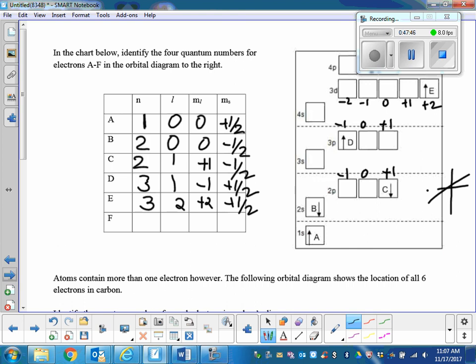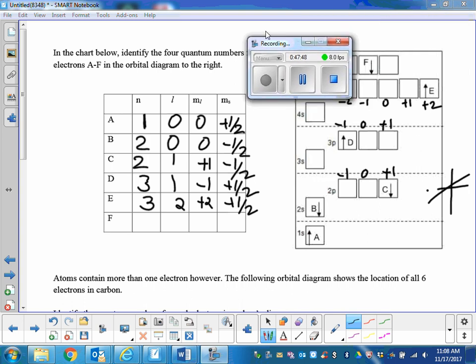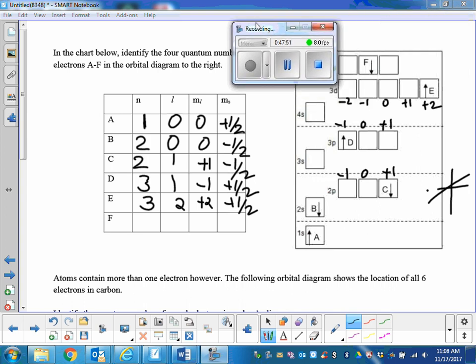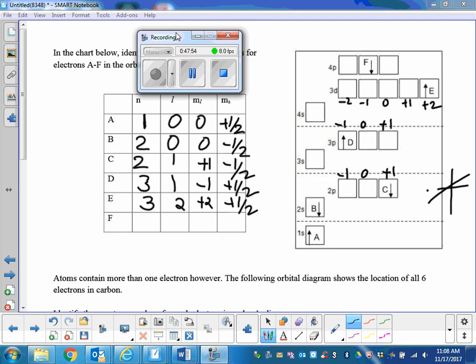You want to try the next one? Alright, I can't see this one. What is f? F is 4. L equals 1? Very good. Let's label this 0, plus 1, minus 1. What is your ML? ML is -1. It can be -1 or 0, I really don't care. What about the spin? It's got to be -half. It's a half, not a 1. Yes, Anissa.